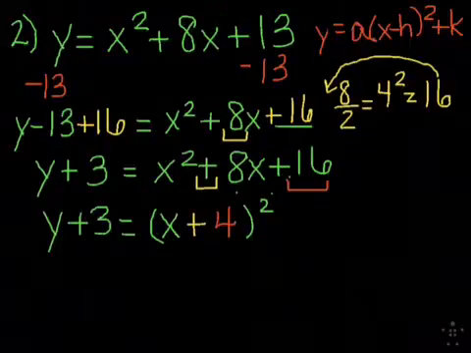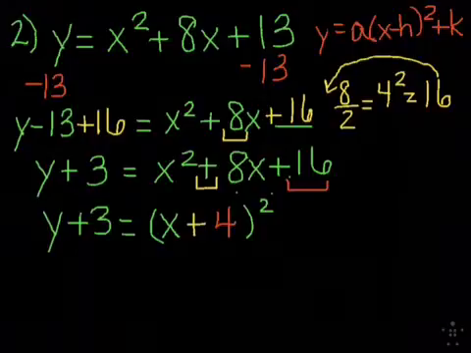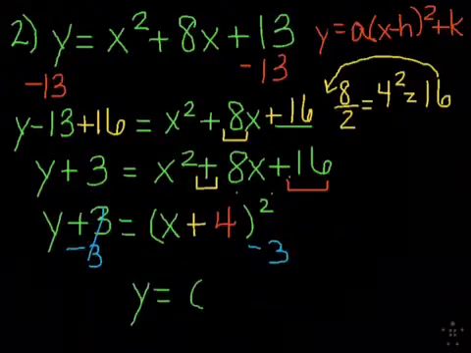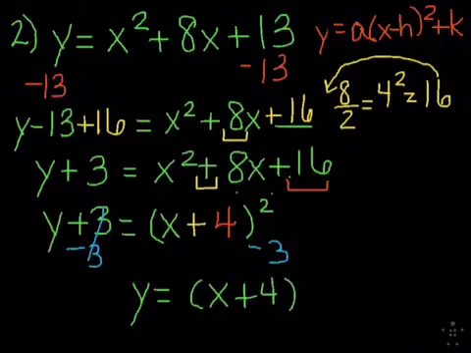So final step is to subtract 3 back to the other side to get it finally in vertex form. So my final answer is y equals x plus 4 squared minus 3.